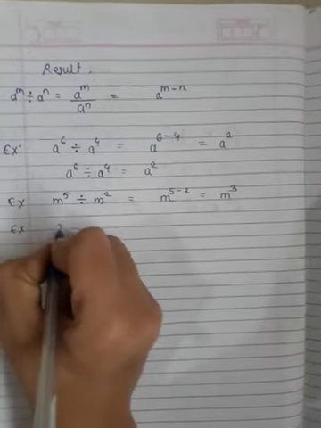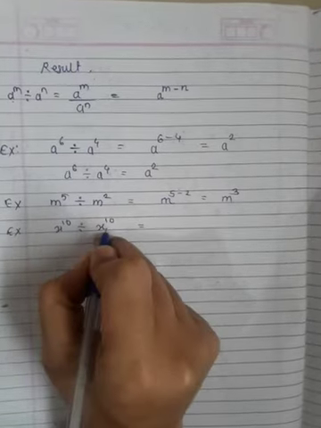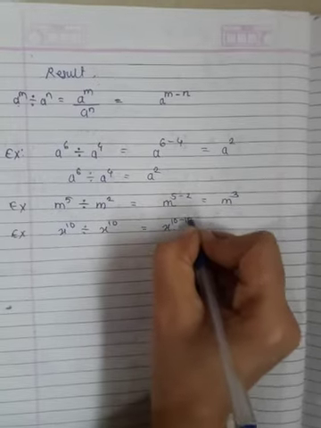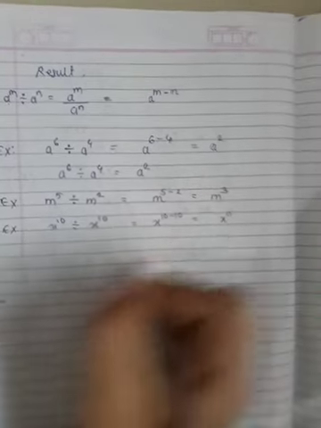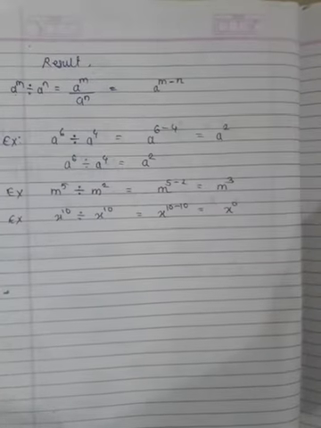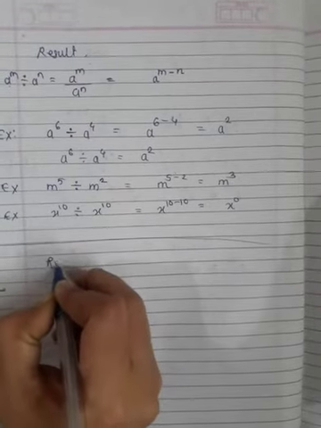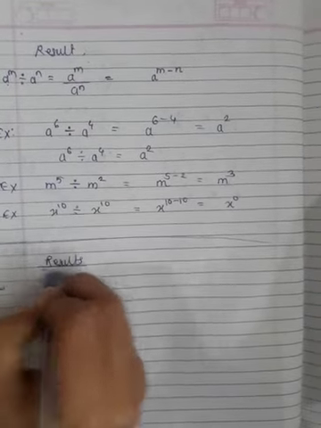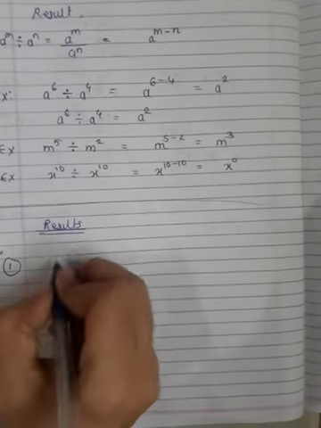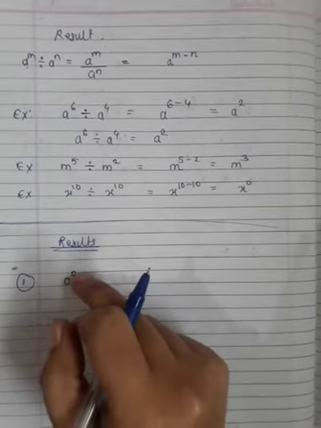Here x raised to 10 divided by x raised to 10. So here again base is same, so when base is same, then power is 10 minus 10, that is x raised to 0. Okay, now you can use this property. Now again see, there are some more results related to this property. Okay, now first result is, what is the value of a raised to 0, means whenever there is power 0.